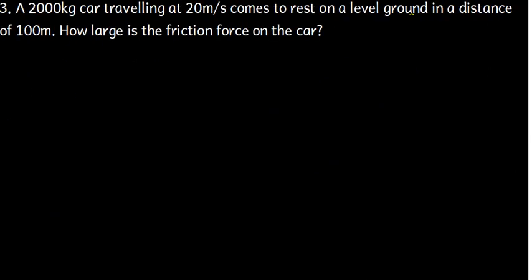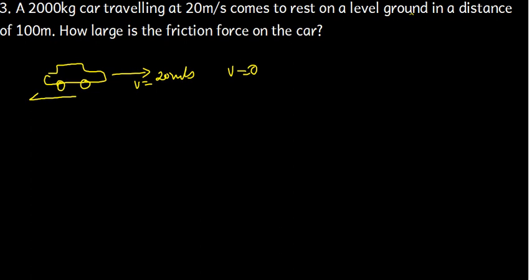Alright. Next question, we've been given a 200 kg car traveling at 20 meters per second that comes to rest on level ground in a distance of 100 meters. How large is the friction force on the car? So same here, this car is being stopped, and friction always acts in the opposite direction to the direction of motion. So say this car is moving forward at this velocity of 20 meters per second. The only way that this car is going to stop, to have a final velocity of 0, because it's moving at this velocity, and we are going to call it the initial velocity.